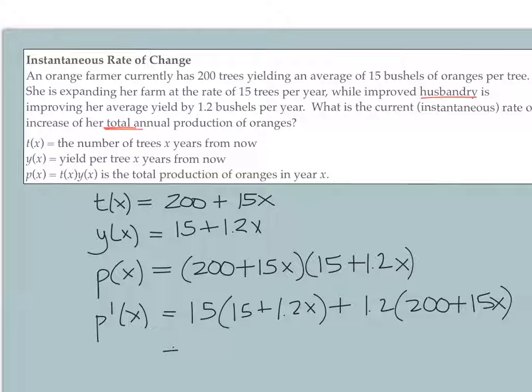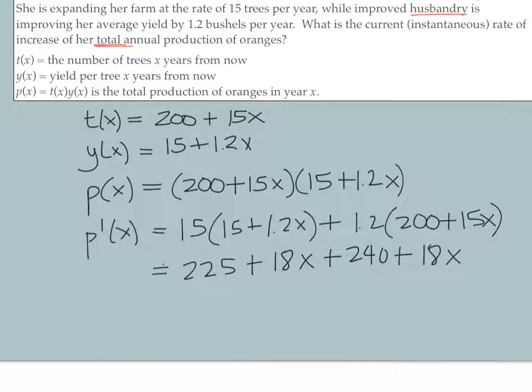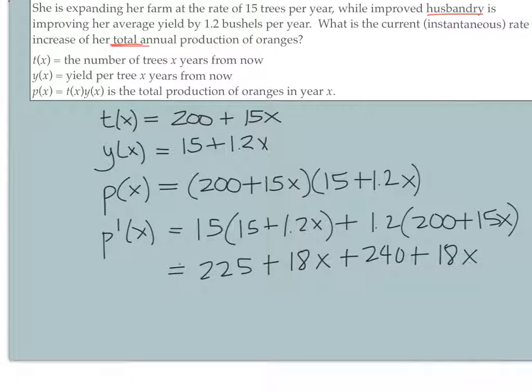Okay, and that will equal 225 plus 18, is it 18? Someone check. Plus 240 maybe, I'm just kind of guessing. Can someone type it in and check? 1.2 times 15 is 18, I didn't see the decimal place. It's 180 and then you take the decimal. Okay, so we simplify that.